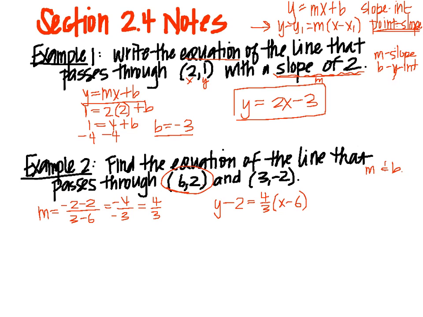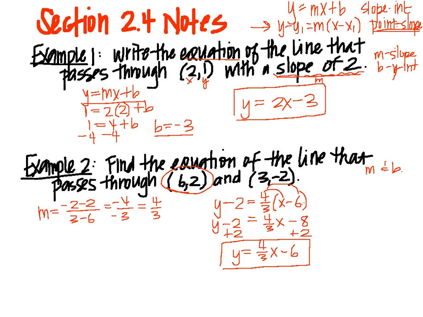So here's how it works. I take the 4/3 and I distribute. So I get y minus 2 equals 4/3 x minus, now 4 times 6 is 24, and 24 divided by 3 is 8, or minus 8. Now I'm going to solve for y, so I'm going to add 2 to both sides, and now y equals 4/3 x minus 6. And this is now our equation. Now, what's the difference?